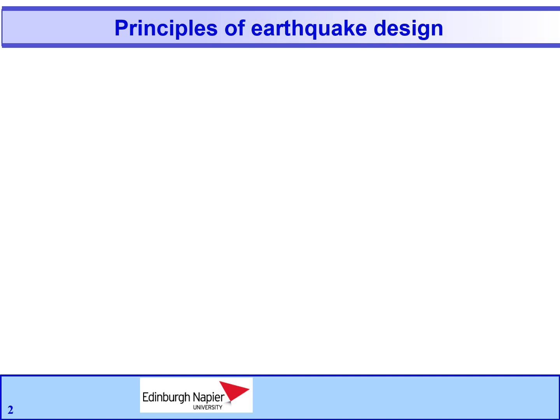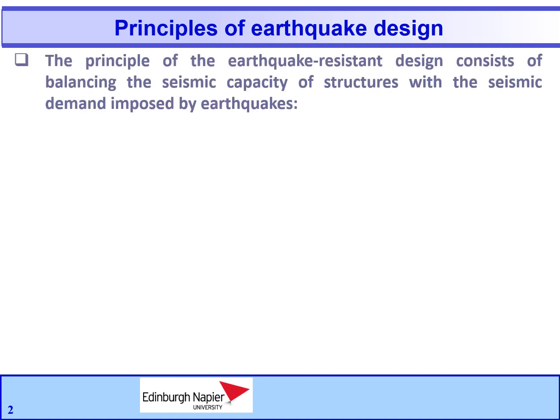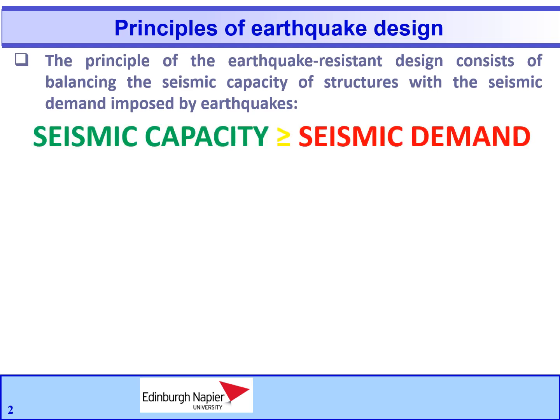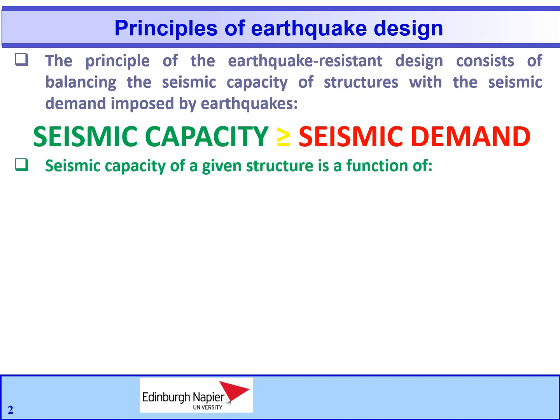Borrowing now the concept from material-specific design, as we have seen it in other modules based on the Eurocodes, the principle of earthquake-resistant design consists of balancing the seismic capacity of structures with the seismic demand imposed by the earthquakes. That is expressed by the inequality: seismic capacity greater than or marginally equal to seismic demand. But how are seismic capacity and seismic demand defined?